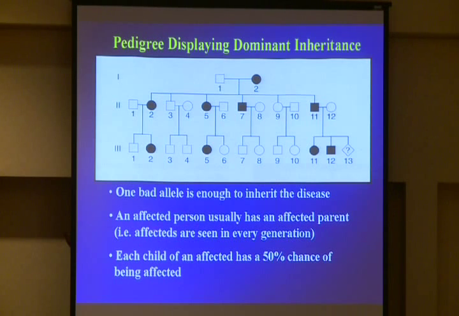Because for any particular trait there are two copies, this person has one good copy and one bad copy. So each child has a 50% risk of inheriting either the good copy or the bad copy. There's a 50% chance of being affected for each of these children. It's not that 50% of your children are affected, it's that each individual child has a 50% risk.